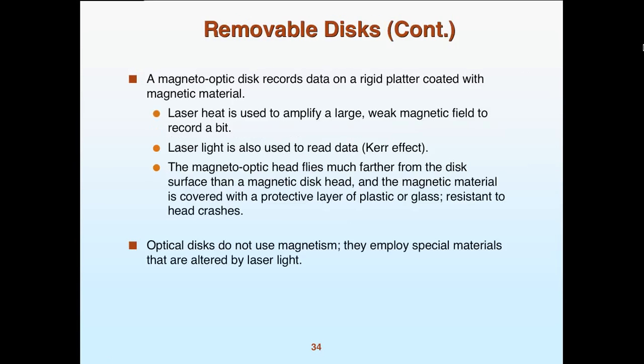Magneto-optic discs record data on a rigid platter coated with magnetic material. Laser heat is used to amplify large, weak magnetic fields recorded by laser light. So, laser discs. Laser light is also used to read data. So magnetic, optical, these are some of the experimentations. We don't even have laser discs anymore either.